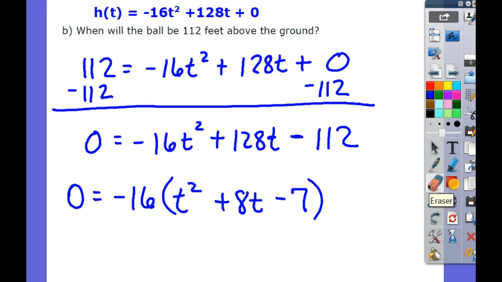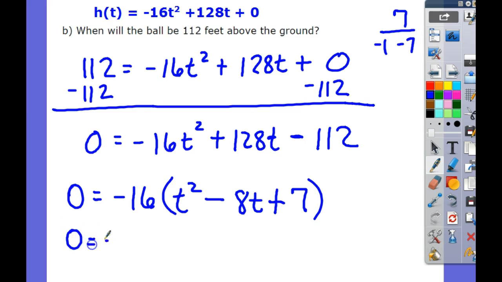What kind of 16 was I factoring out? Negative. So what does that do to those signs? If I factor out a negative, that's going to be negative. If I factor out a negative, that's going to be positive. Thank goodness. Now it's going to factor. Because the factors of 7 are 1 and 7. Will that add up to -8? And multiply to get -7. So, getting worried there for a minute.